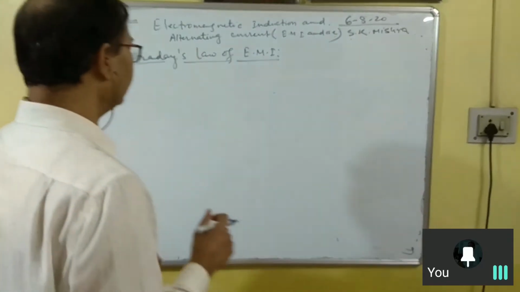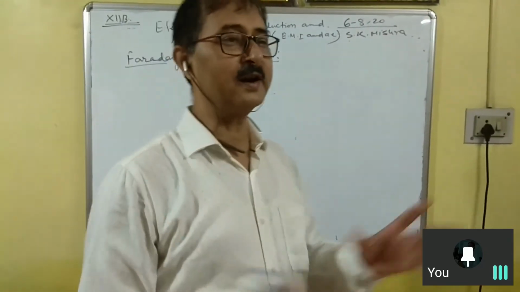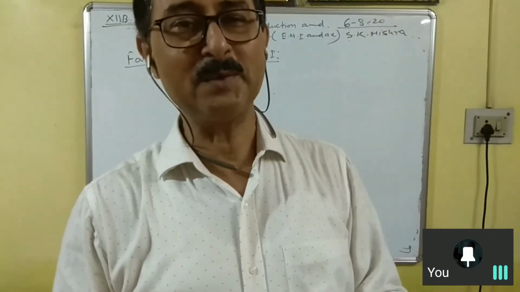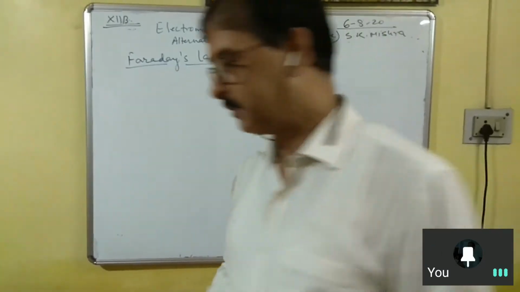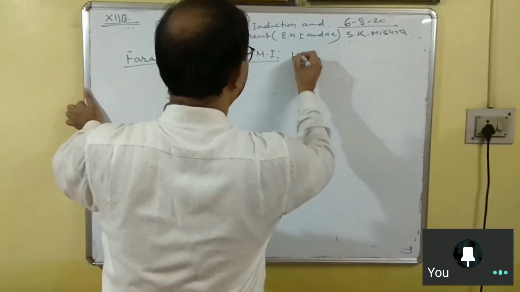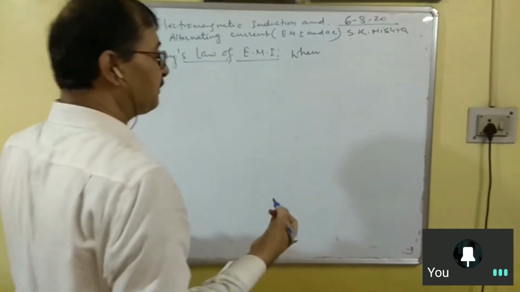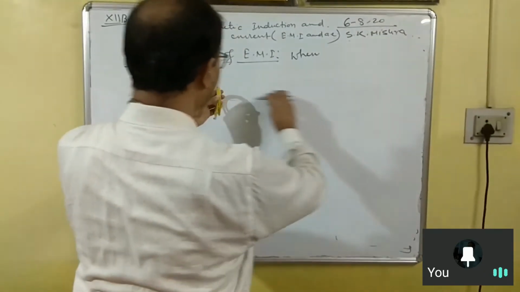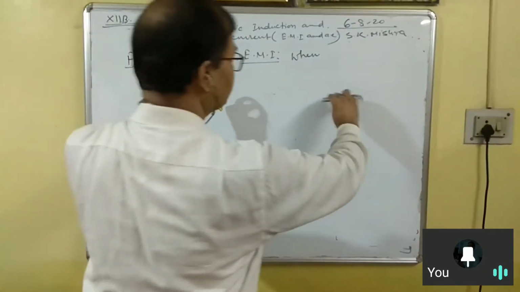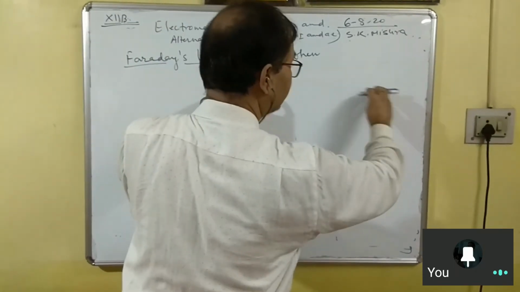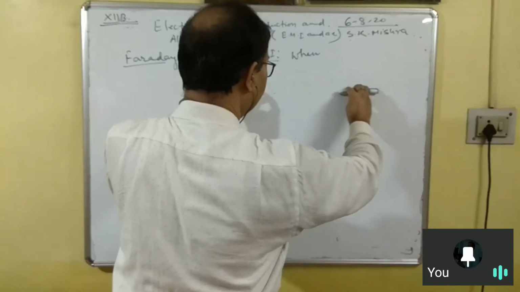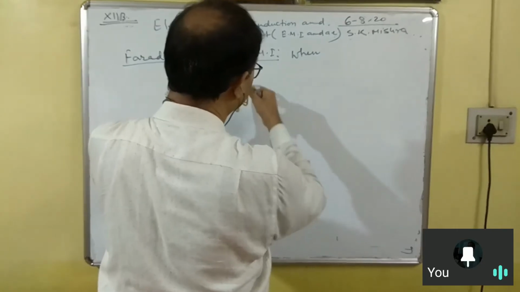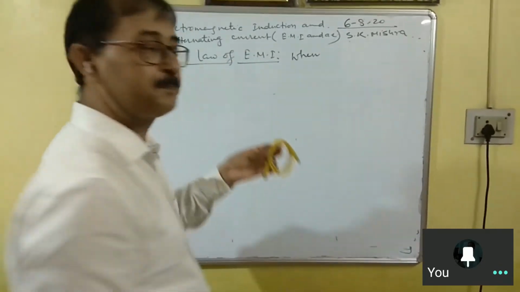The first part is whenever there is a relative motion, or whenever there is a change in separation between the magnet and coil. What is happening is, if you bring the magnet towards the coil, the field of the magnet keeps on increasing at the center of the coil, because when the magnet is away from the coil, its field is low, and when you bring the magnet towards the coil, the magnetic field is increased. So B is changing.